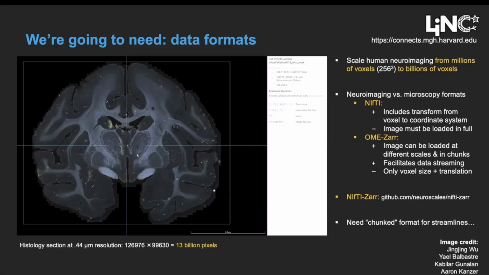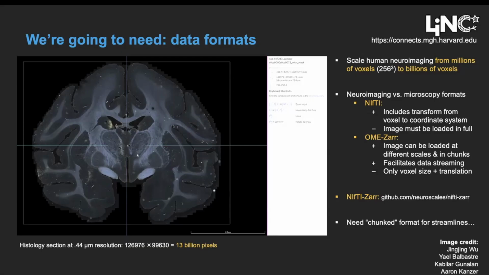And OME-Zarr is the current standard in terms of formats that allow the image to be loaded both at different scales of resolution and in smaller chunks. It facilitates data streaming. So when the user is viewing the whole brain like this, you can load a lower resolution version of the image, and as they zoom into a specific part of the brain, you can load the higher and higher resolution version, but only from the smaller areas that the user is viewing.